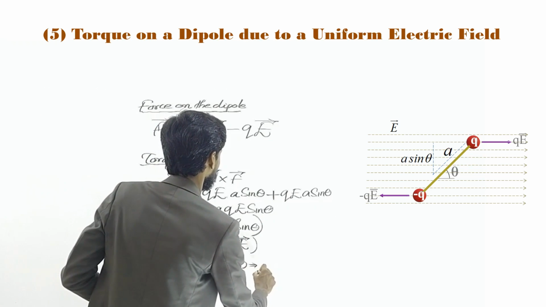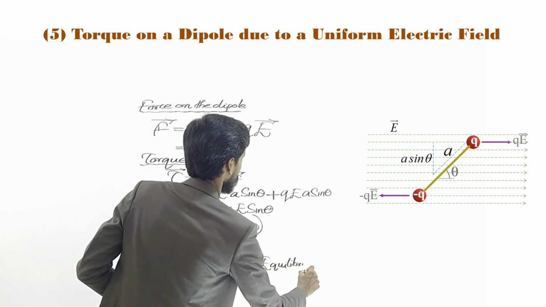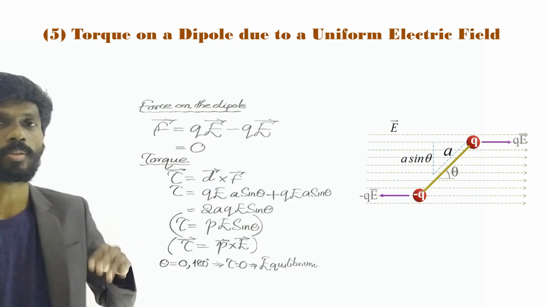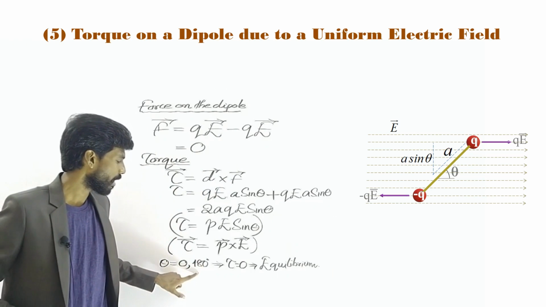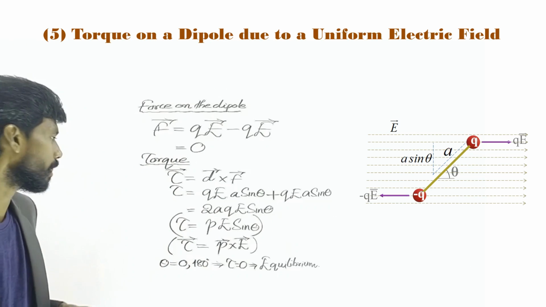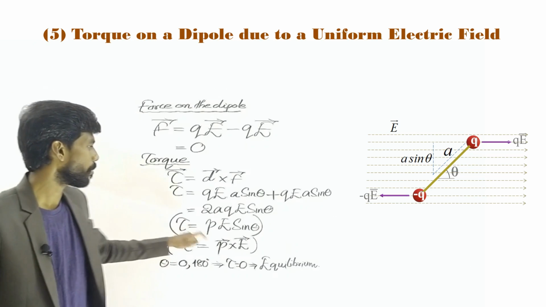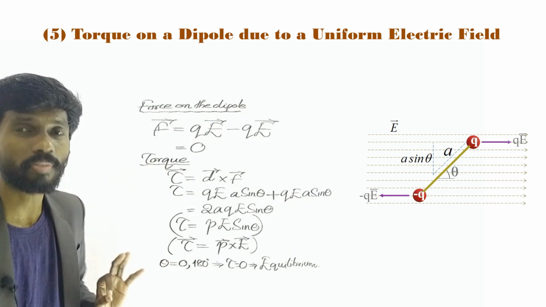That means it is in equilibrium. Do you understand? Rotational equilibrium. Okay, so no movement, right? The rotational equilibrium. So theta is 0 or 180 degrees, so the torque is 0. That means it is in equilibrium. Okay. So that's all. That is a particular case. So generally the torque is PE sin theta. Do you understand? This is only due to a uniform electric field.